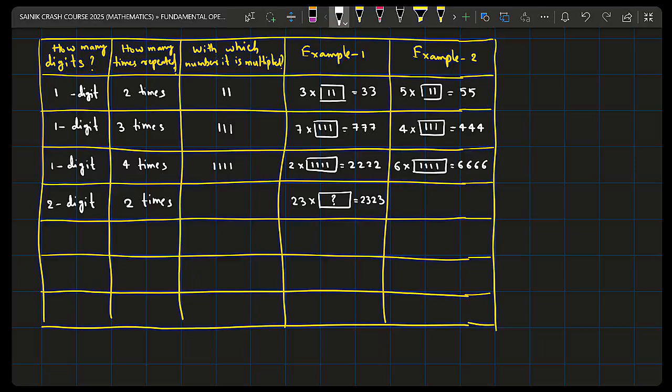Bhuwana, can you give the answer for this? 10101. That is from the previous question. In the previous question we repeated three times, but here I am repeating only two times. If you multiply 23 by 10101, you'll get 23, 23, 23, three times repetition. I want only two times repetition.